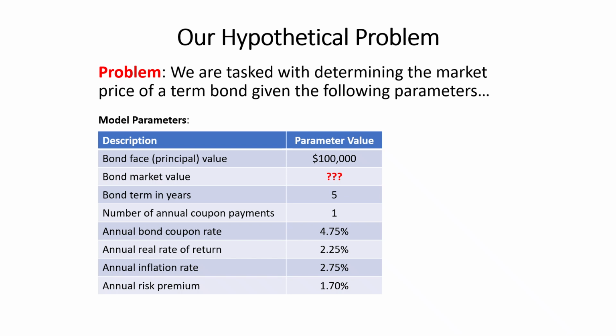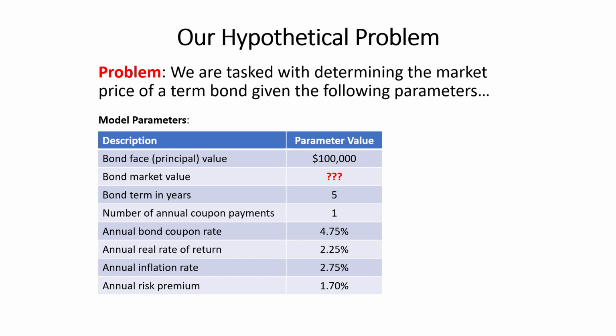We will assume that the coupon bond rate is 4.75%. Now, this 4.75% could be anything. The issuer of the bond determines the coupon rate. It has nothing to do with market rates. The bond issuer is free to set that coupon rate at anything that he or she wants. We will assume that the annual rate of return, the real rate of return, is 2.25%.